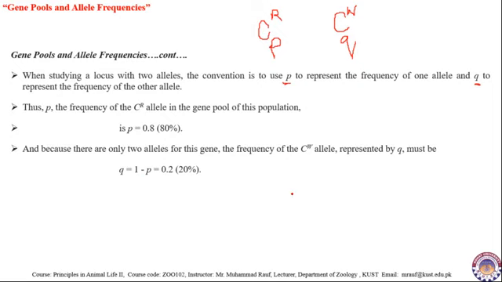because in the coming lecture we will study the Hardy-Weinberg equation, which says that P plus Q will always be equal to 1. So if you know the allele frequency of one allele, then you can calculate the frequency of the other. Here the allele frequency of one is known, so the other is automatically calculated.